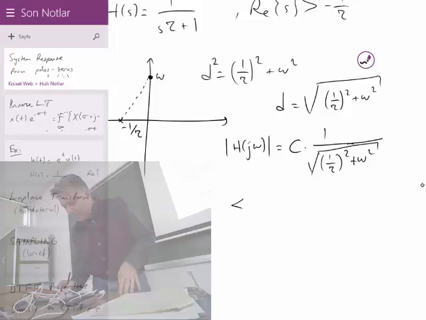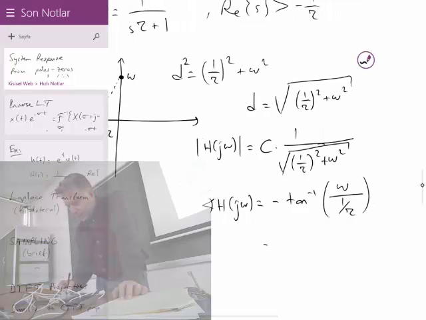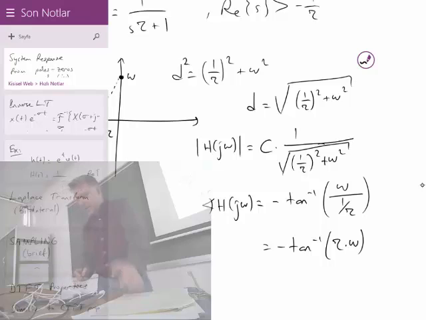And the angle of H of j omega will be the negative of the tangent inverse of omega over, sorry, it's not minus, the angle is from here, so it's plus 1 over tau, and that would be minus arctangent of tau times omega. So that would be the angle, an arctangent expression with respect to omega.